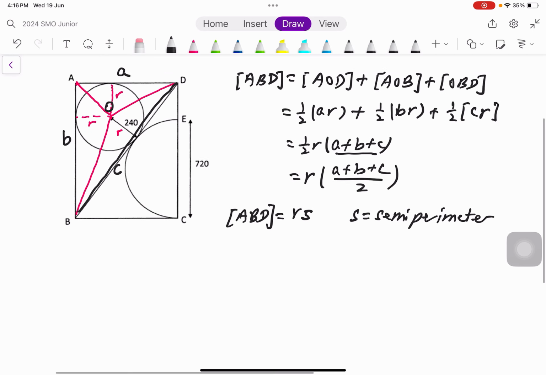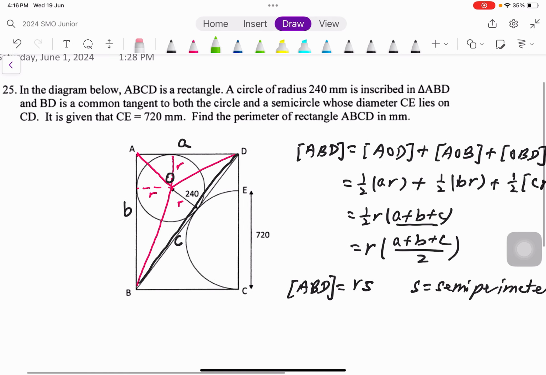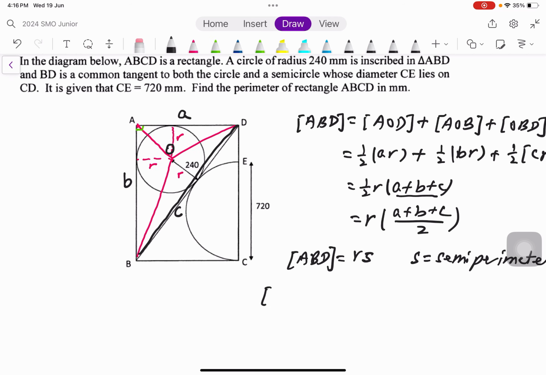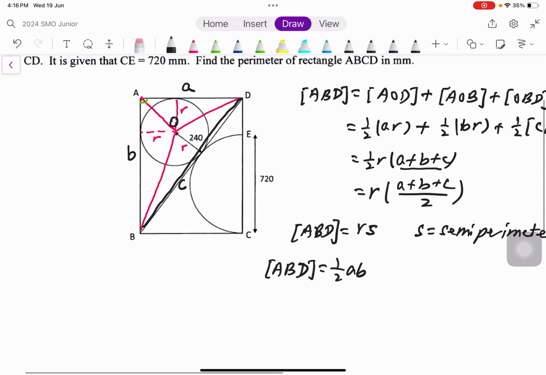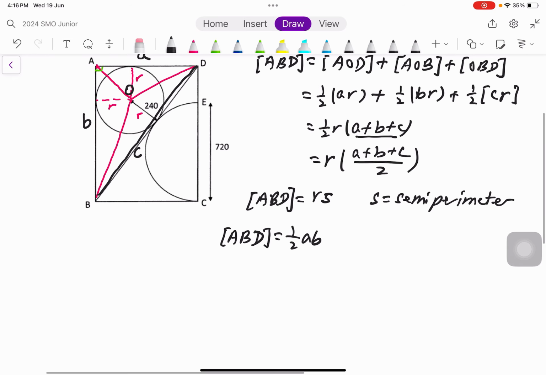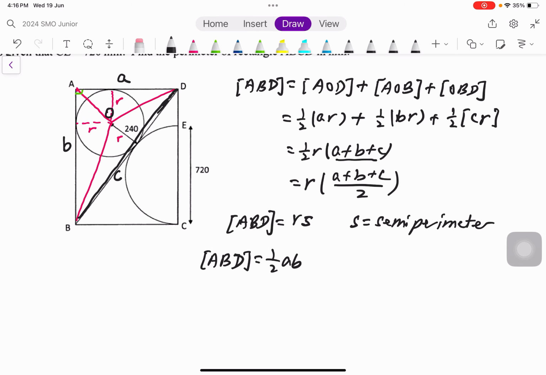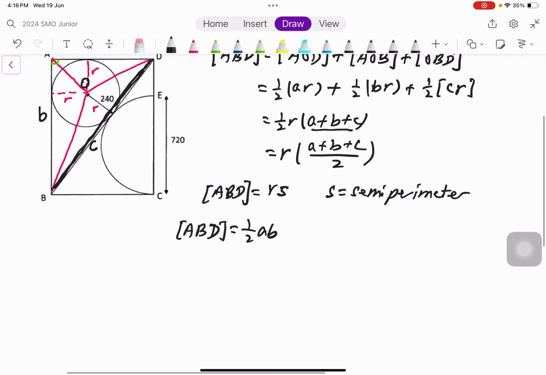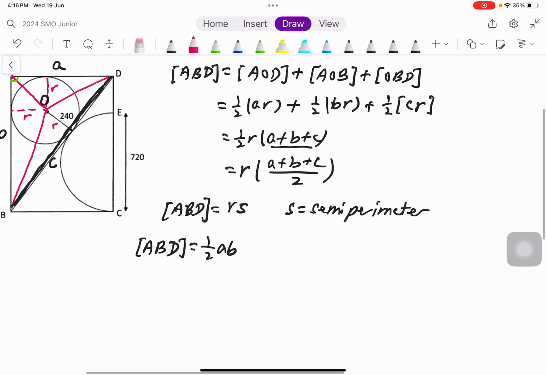Okay. Then notice that this is a rectangle, right? Therefore, according to my notation, the area of triangle ABD is equal to half AB. All right. And can you see that I also introduced the notation that the length of BD is C. Therefore, what I'm going to do now is a reflection, like this. Then I extend this semicircle, and I become a full circle. Is it okay?